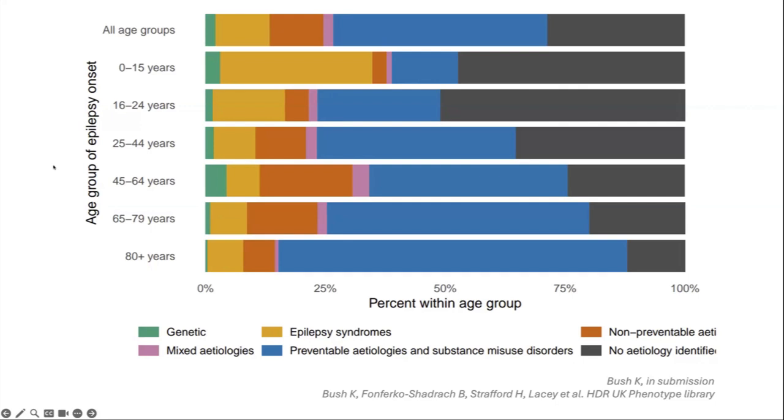And this is Catherine Bush's work in Newcastle, who's been looking at this. And you'll see in the different age groups, the different types. And interestingly, the blue chunk here, potentially preventable etiologies. And as dementia can be preventable, so can epilepsy. And no one's really thought about this before. So this is the exciting thing coming out here.